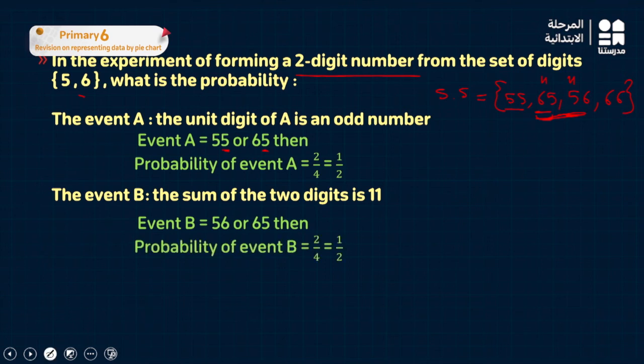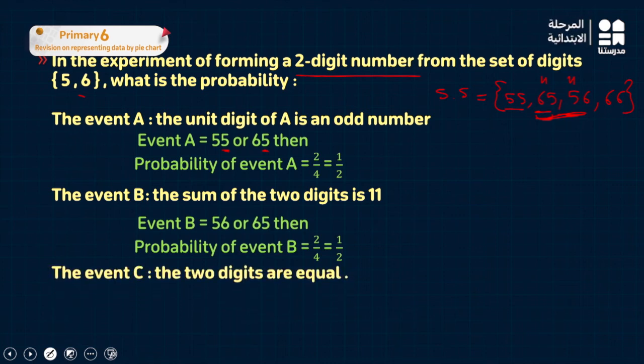Also the probability will be the number of the outcomes divided by the total, which is 2. I have 2 events divided by the total, how many outcomes do I have? 4. So it will be 2 out of 4, which equals what? Half, of course, because 2 is half of 4.